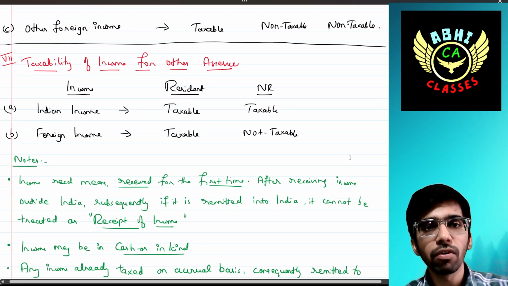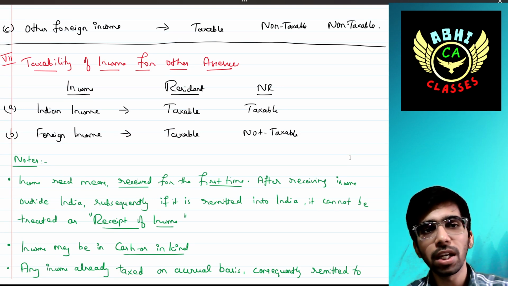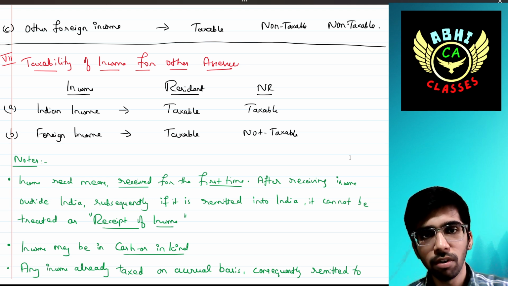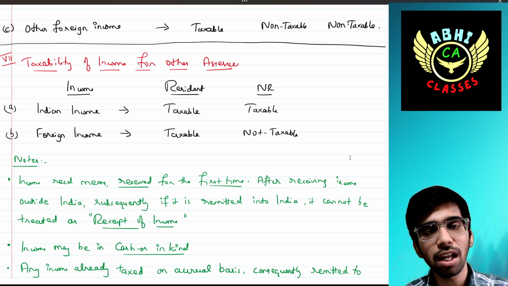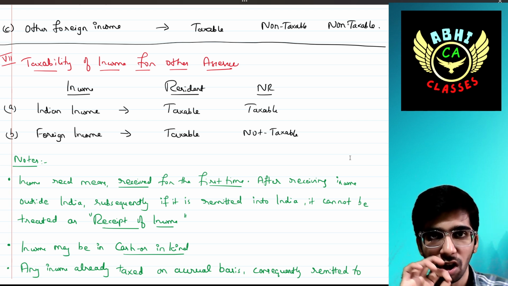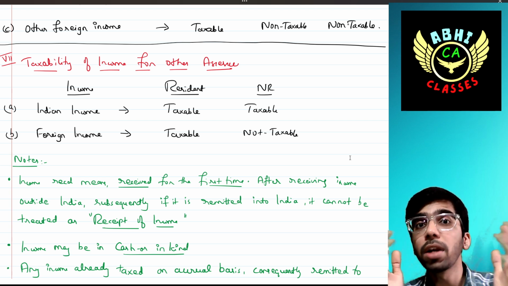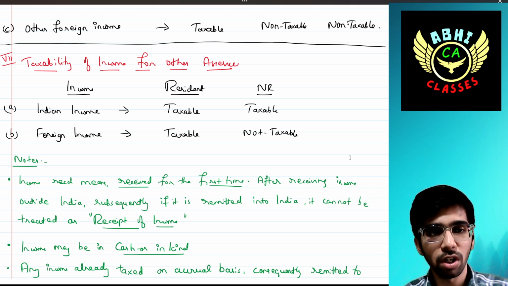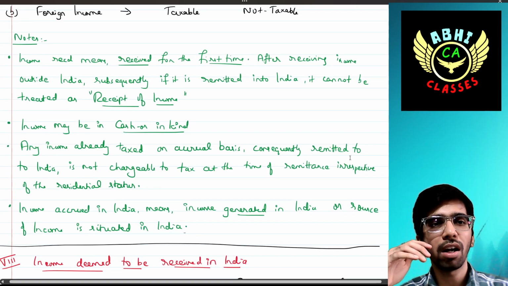Next, taxability of Indian income for other assessees. Other assessees means companies, etc. Indian income is always taxable for both non-resident and resident. Foreign income is taxable only for a resident, because global income is taxable. For a non-resident it is not taxable. Okay. Next, some of the notes; it should be a key point.